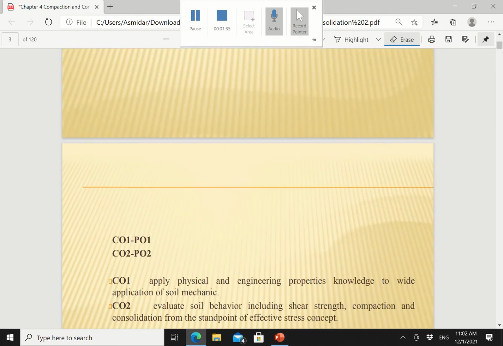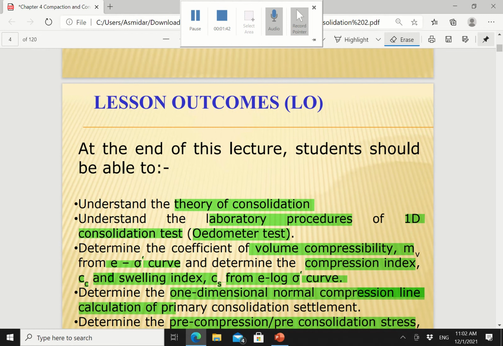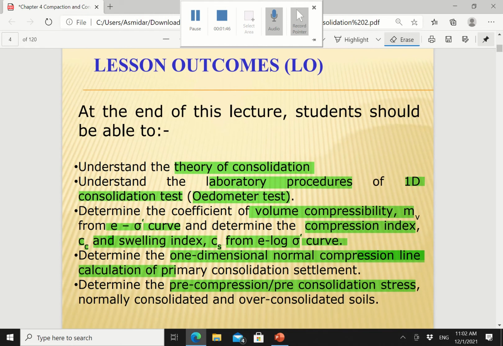So you can see we are referring to the lecture slide, so you can read each slide. The first slide is to know about the program outcome and the course outcome. But what we want to really concentrate on is the lesson outcome. What are the things needed for you to understand this topic? The first one is to understand the theory of consolidation, meaning that you need to understand the definition first. Next, to understand what the theory of consolidation is.